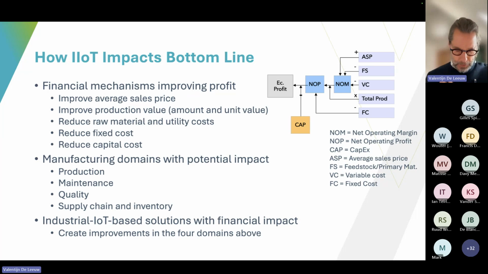Now, this is a little bit of a financial argument. On the right top, you see a diagram that explains how we calculate profit.